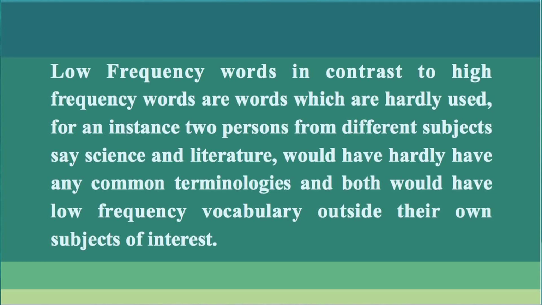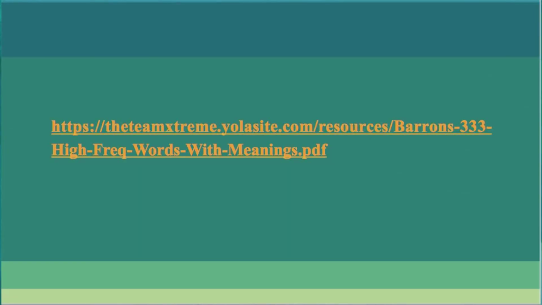For example, two persons from different subjects, say science and literature, would have hardly any common or shared terminologies, and both would have low-frequency vocabulary outside their own subjects of interest. Dear learner, you may refer to the following website for the rather long list of Barron's GRE high-frequency 333 words vocabulary list. It is very resourceful.